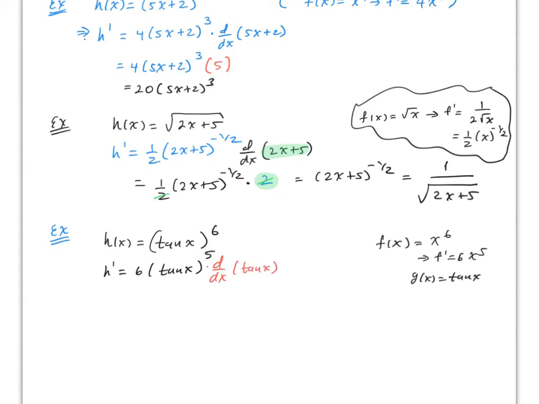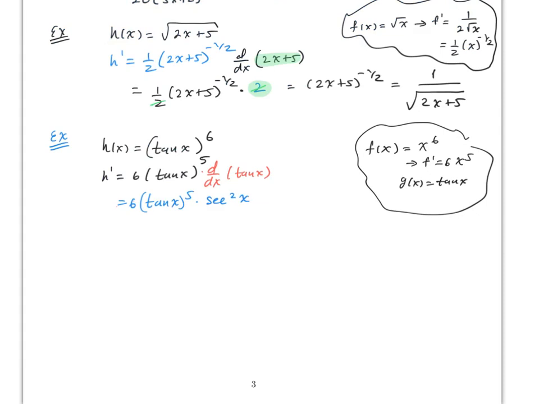And this one should be a 5. So always look at this part. All right, so from here, this would be 6 times tangent x to the 5th power times the derivative of tangent, which I told you is secant squared x. And that's it. That will be the answer.